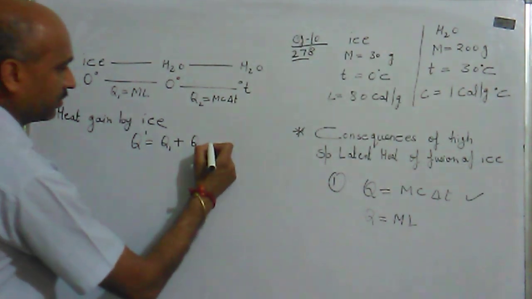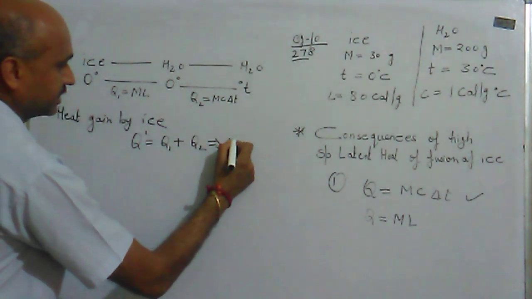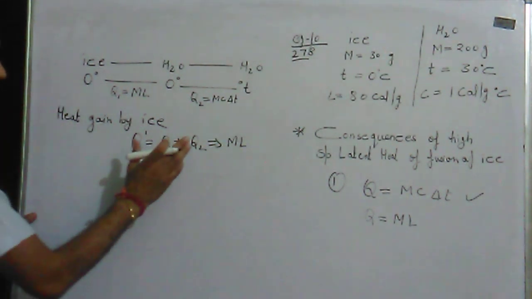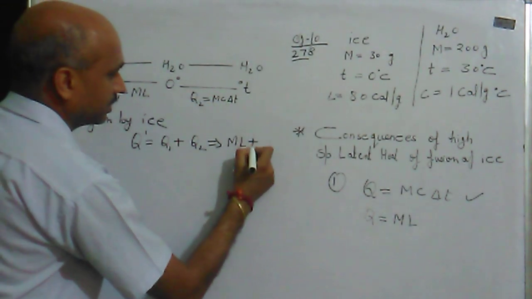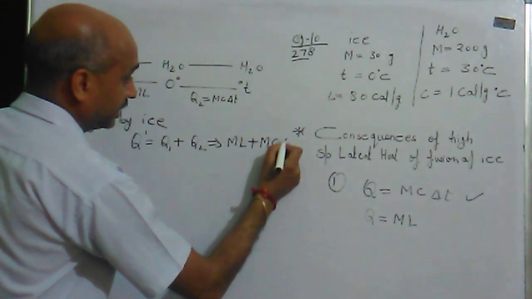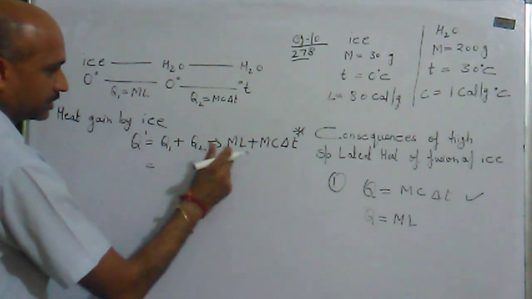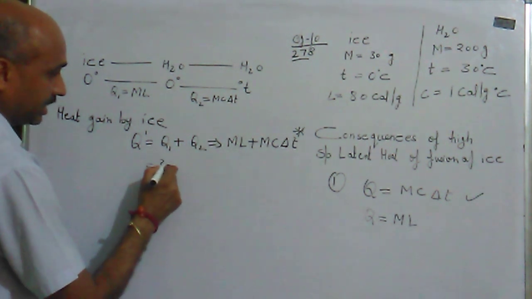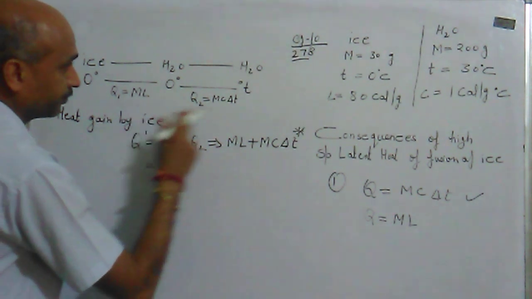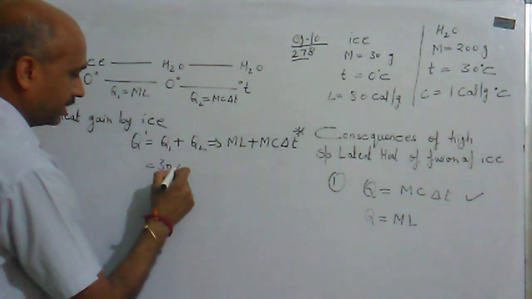So what is the value of Q1? It is mL, so I have written mL. And what is the value of Q2? It is mc del T, or simply you can write T also. So put in their values. m is how much? It is 30 grams. L is how much? It is 80. So write 80 here.